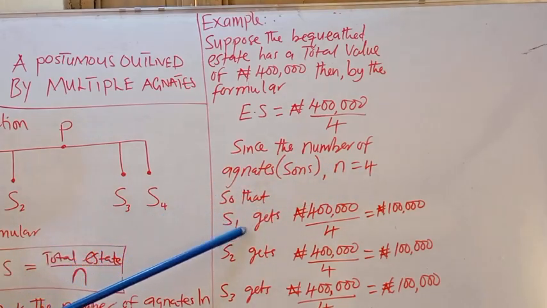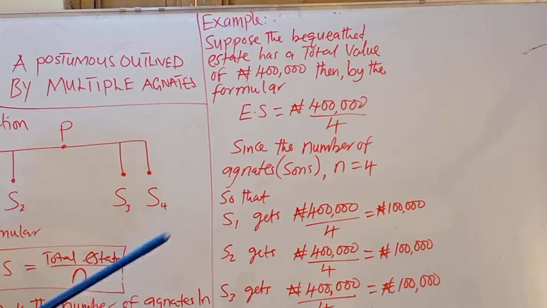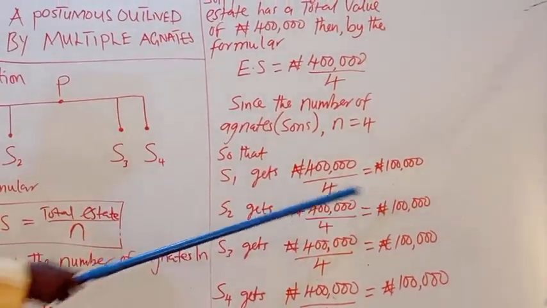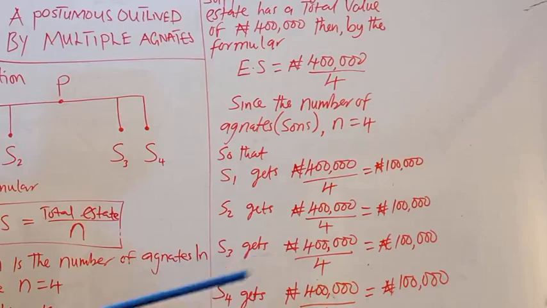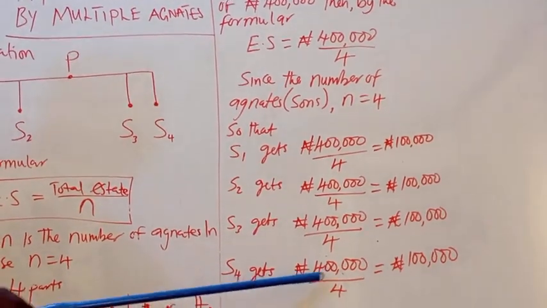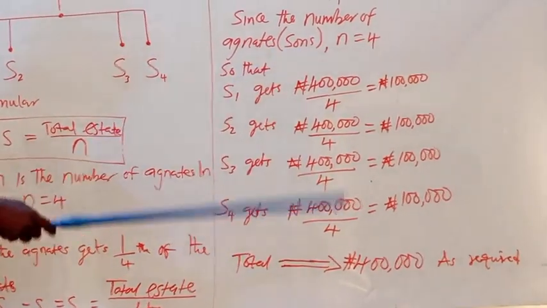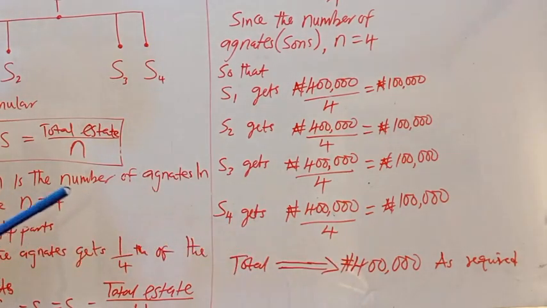So the first son gets 400,000 divided by 4, which is 100,000. So is the second son, 400,000 by 4, 100,000. The same with the third son, 100,000. And the fourth son, 400,000 by 4, which is 100,000. So if you add up the shares of the four sons, it's going to amount to 400,000 as required.